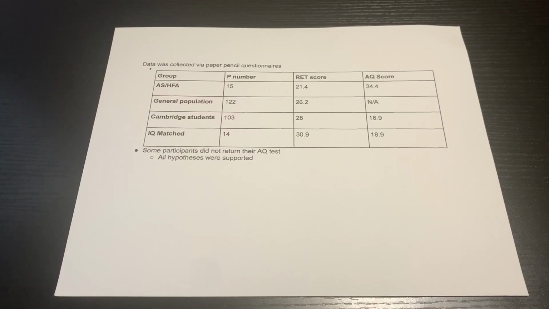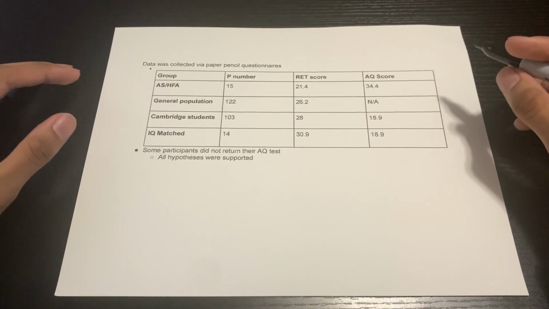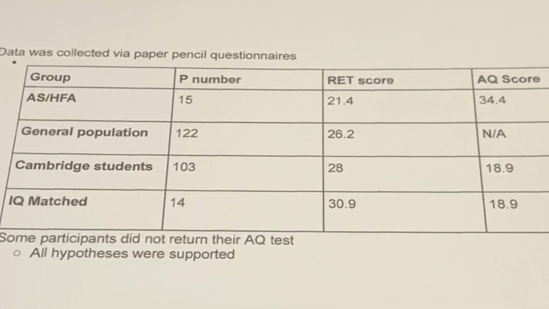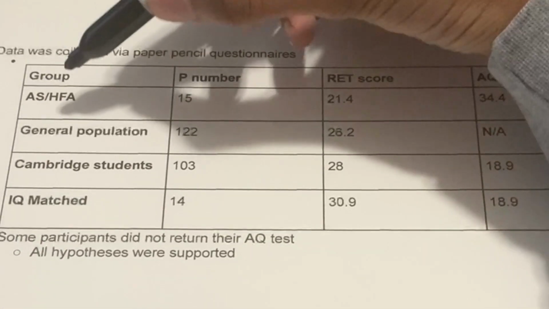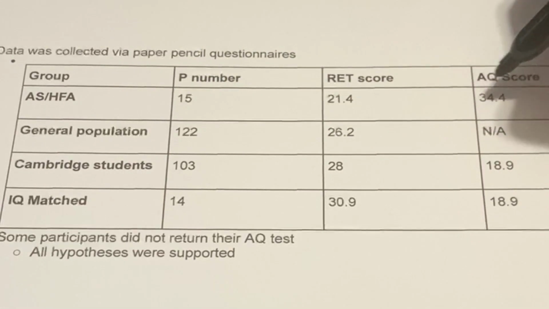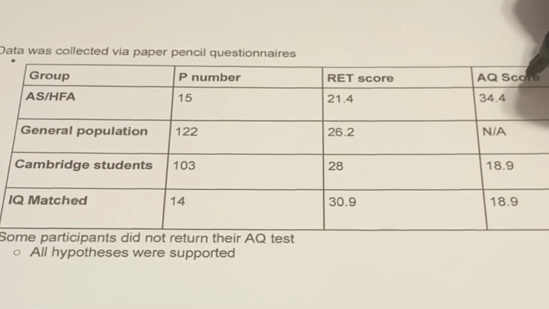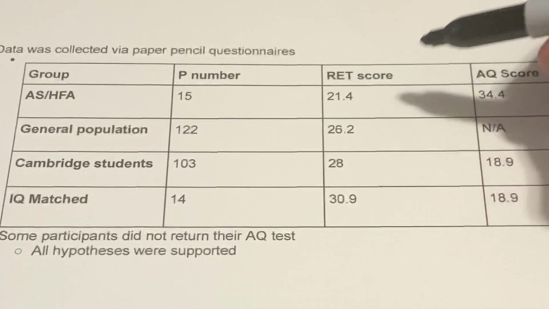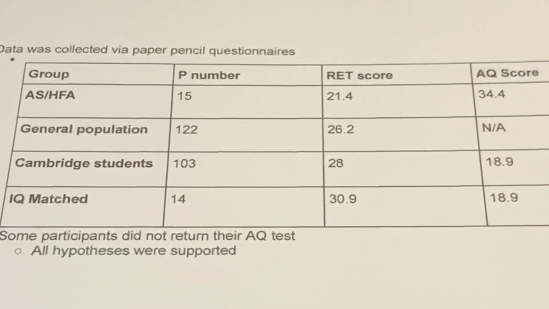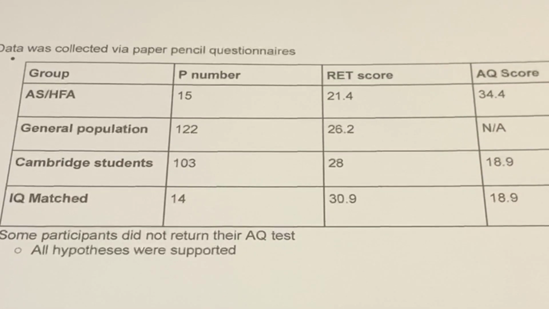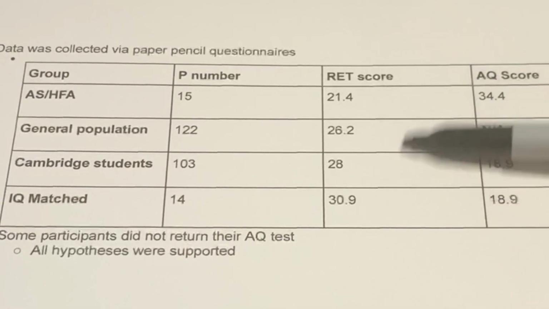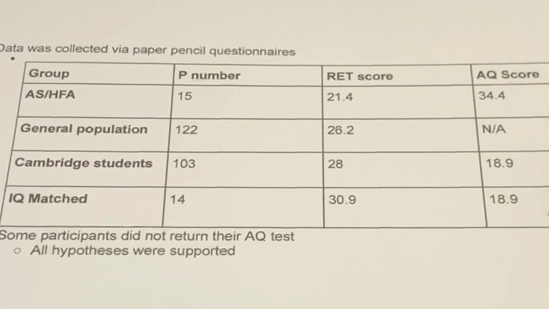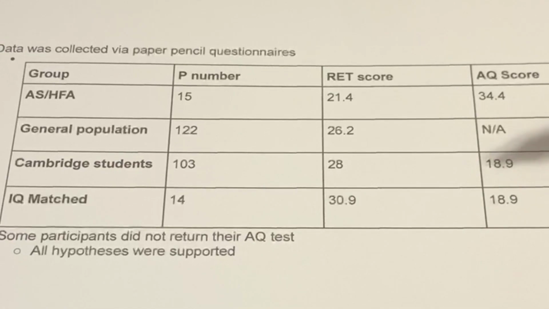Okay, so these were the results at the very end of the study. So we have all 4 groups, their RET scores and their AQ scores. And you can see here that the AS/HFA group scored relatively high on the AQ score, which showed that they were more likely to have autistic traits, and they scored lower than the rest of the groups in the RET, which showed that they were less likely to have theory of mind. And all the other groups seemed to score higher on this than the AS/HFA group, and they scored lower, which showed that they probably had less autistic traits.